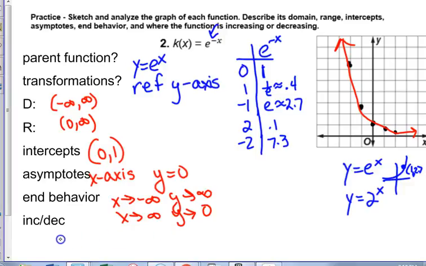Increasing or decreasing? Okay, it is decreasing from -infinity to infinity. I will not ask you increasing, decreasing. Probably won't ask asymptote either, but it's possible if it was a basic one. If it's been shifted up, down, left, right, stretched, probably not going to ask.